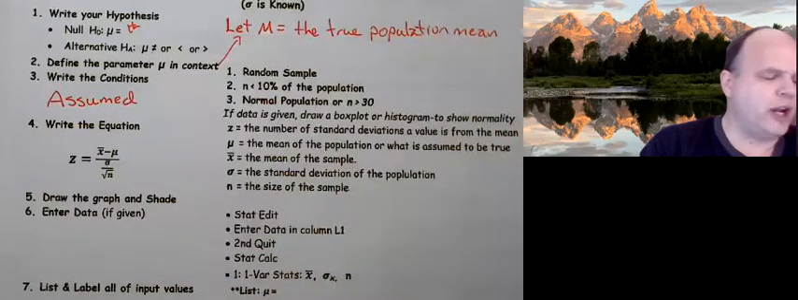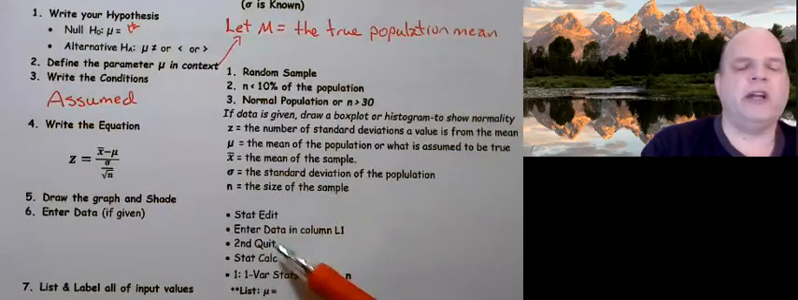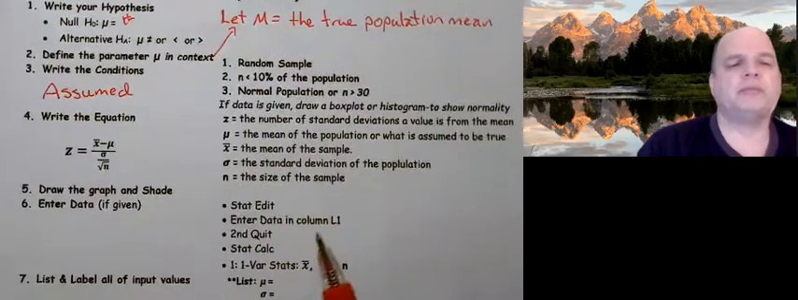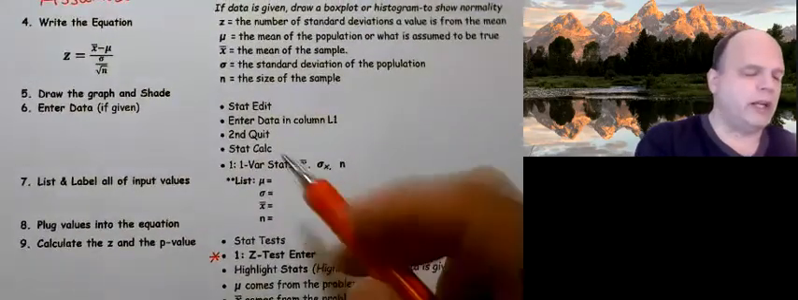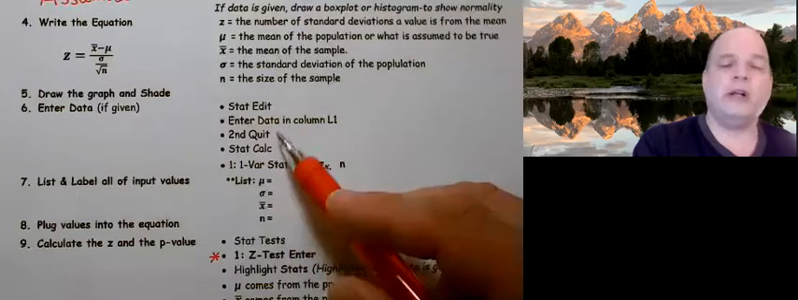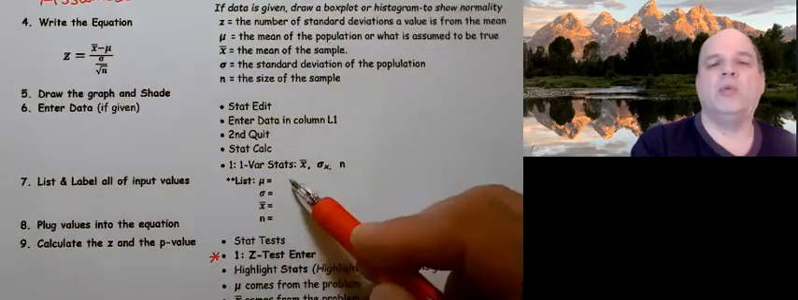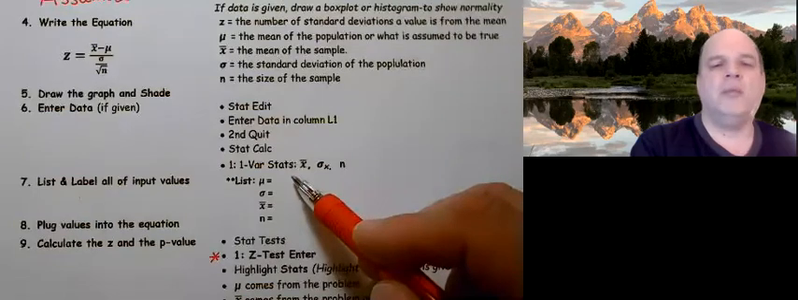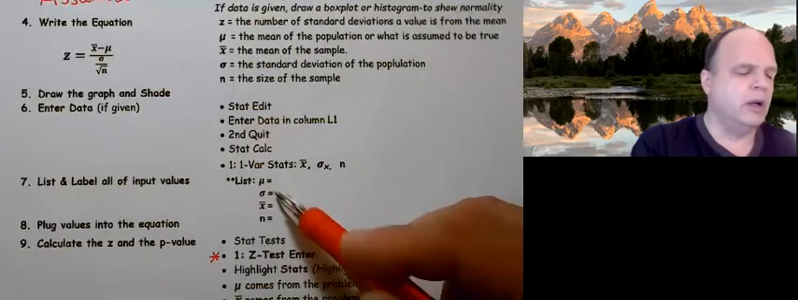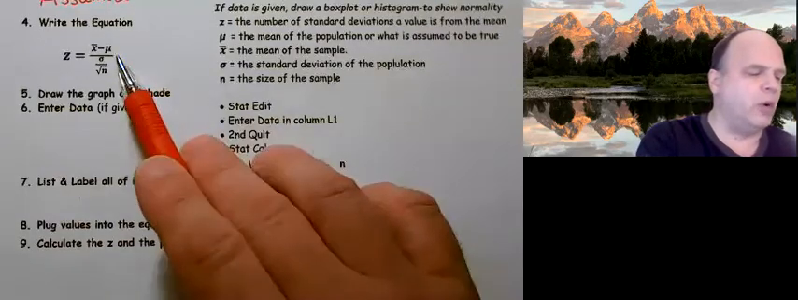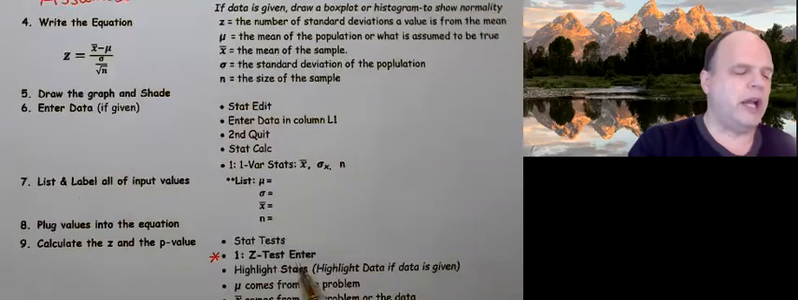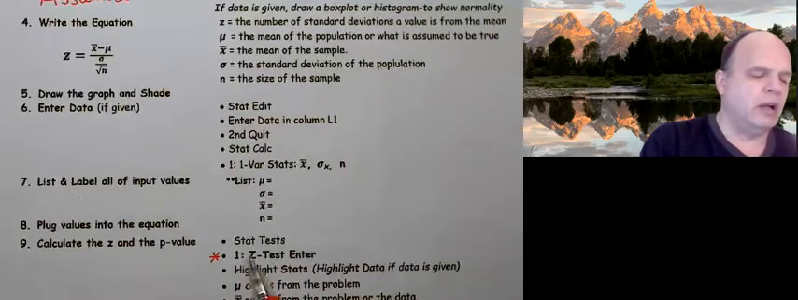Next, we'll draw the graph and shade. We'll enter the data if they've given us data. They don't always give us data. Sometimes we just have statistics. We're going to list and label all of the input values. So you're going to make a list of all these values, whether you inputted data and got them from the one-var stats, or whether they gave them to you in the problem. We're going to plug all these values into this equation, and then we're going to calculate by using number one, Z-Test, enter.